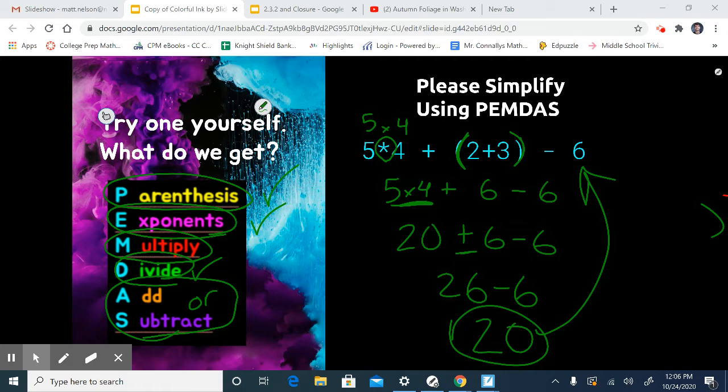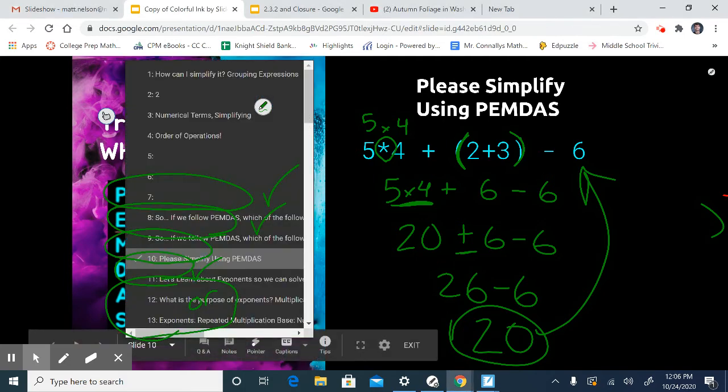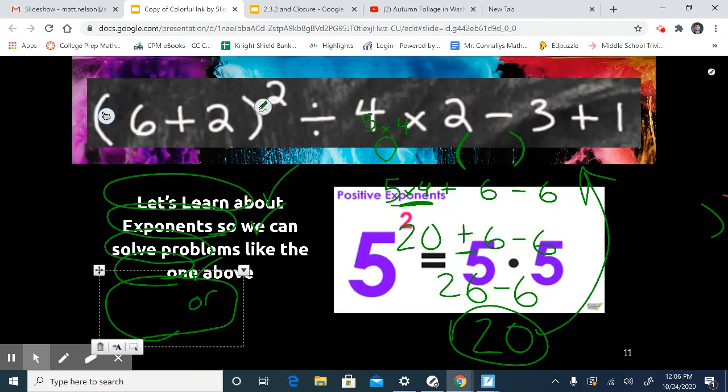All right, let's see if I can go to the next slide without any issues here. Almost, we're getting there. All right, nice.